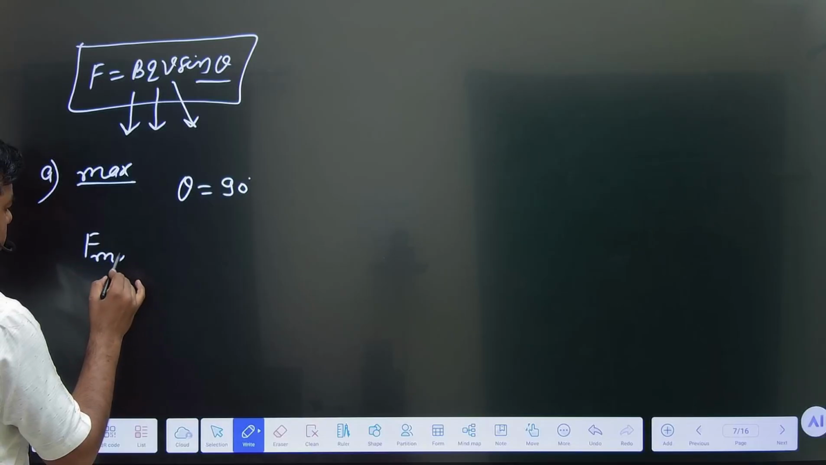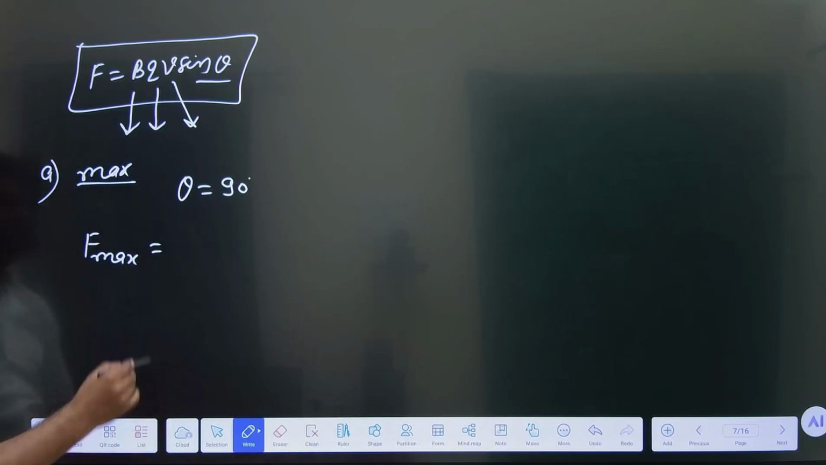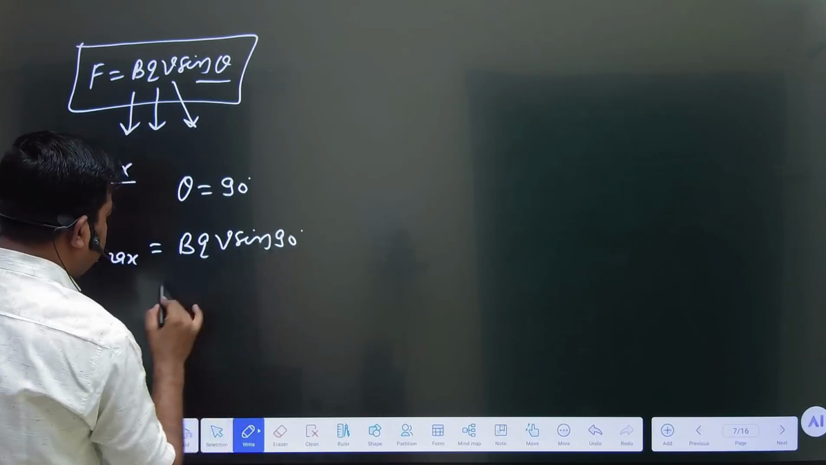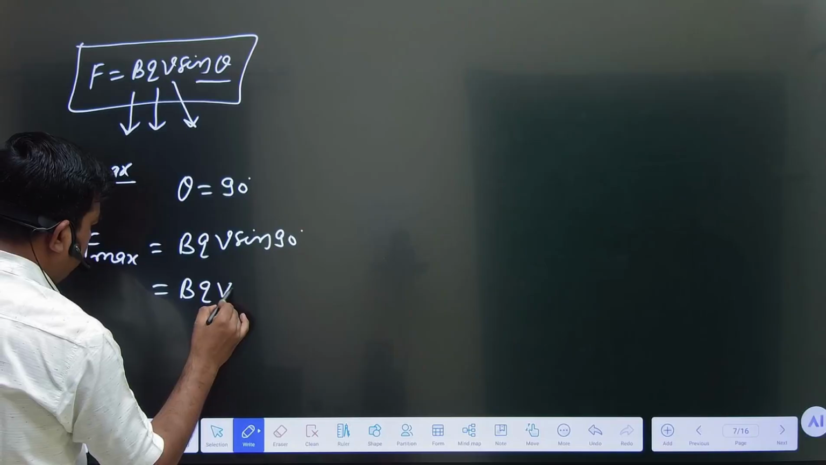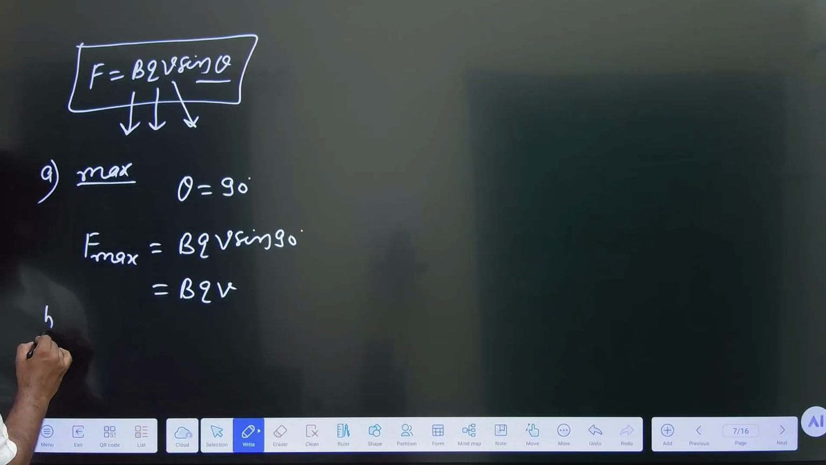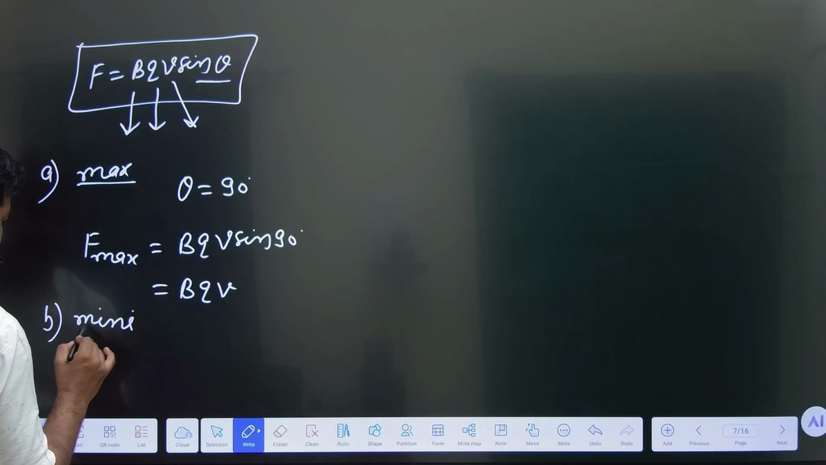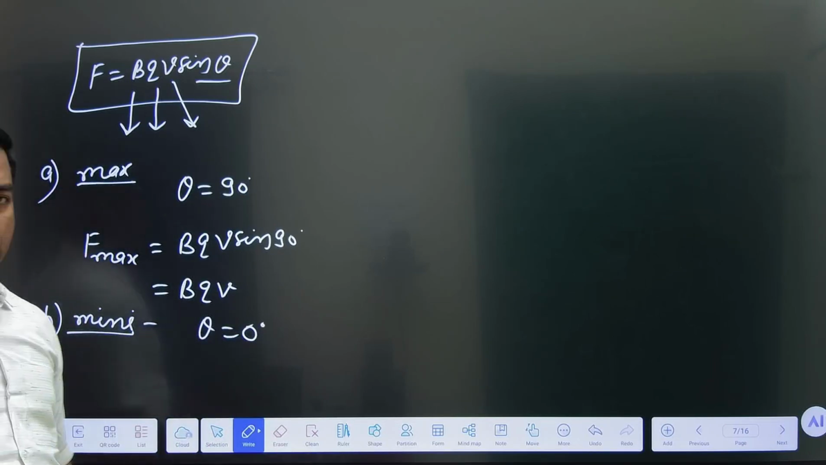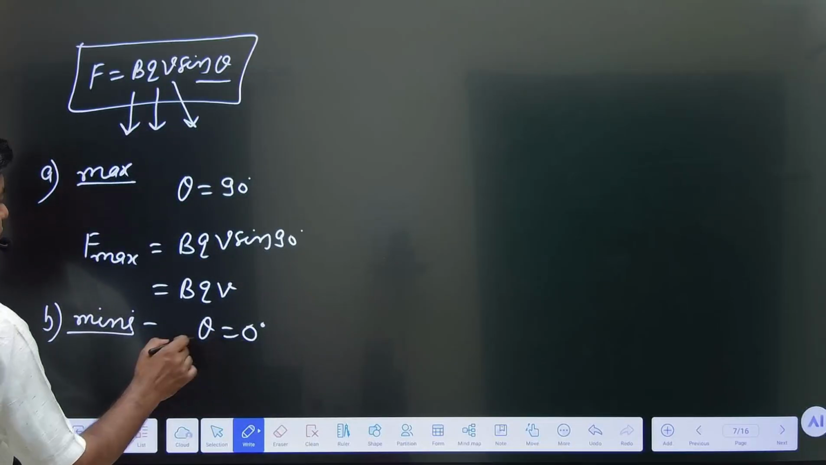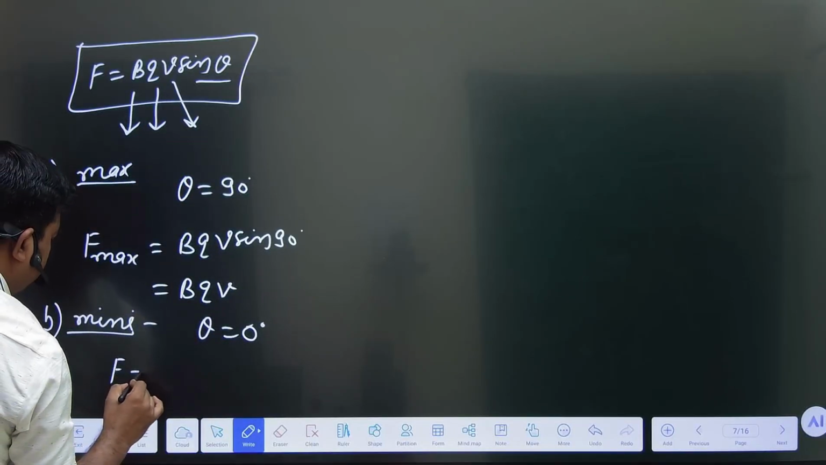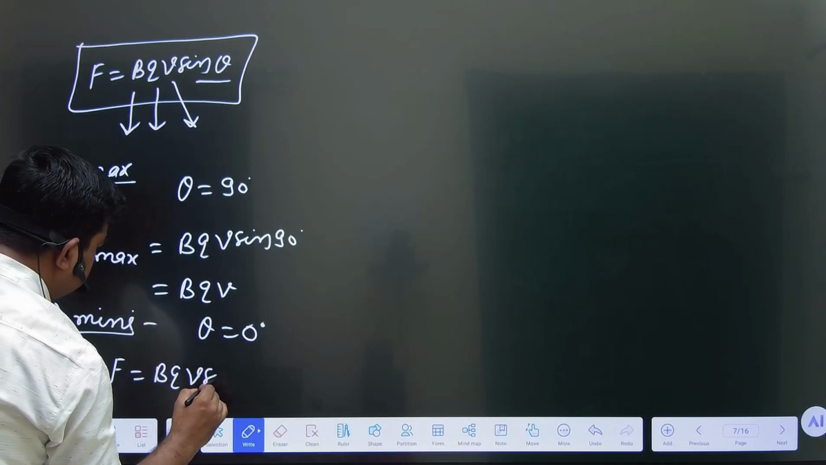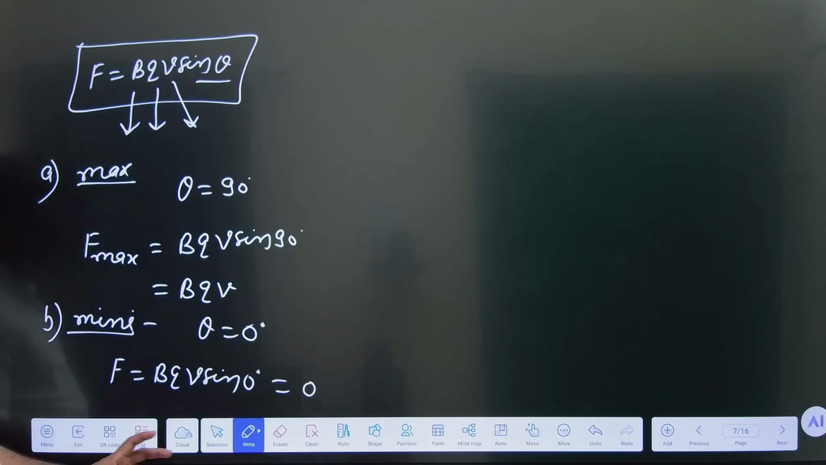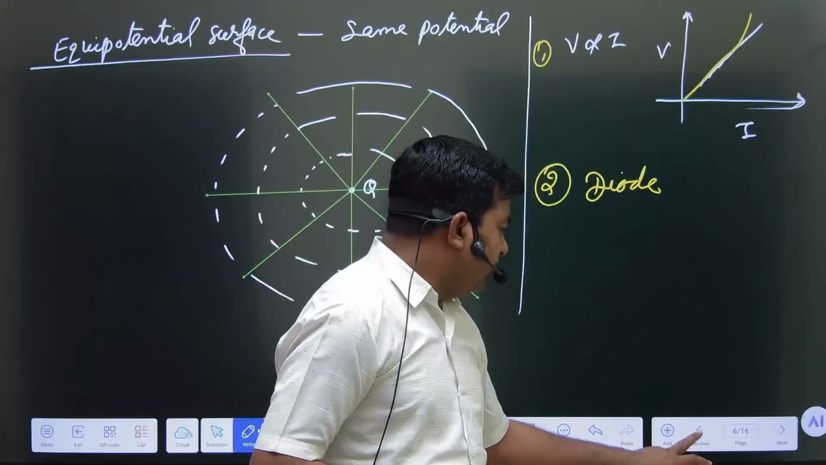So what is the maximum force acting on the charged particle? F maximum is equal to BQV sine 90. And what is the value of sine 90? 1. So maximum force is BQV. Next, second one is minimum. It is minimum when theta is equal to 0 degree. So force F is equal to BQV sine 0. And what is the value of sine 0? Sine 0 is 0. So this is the value of minimum force. Clear to you?